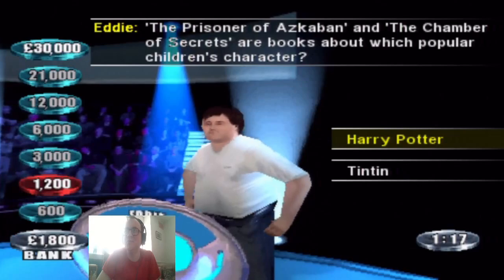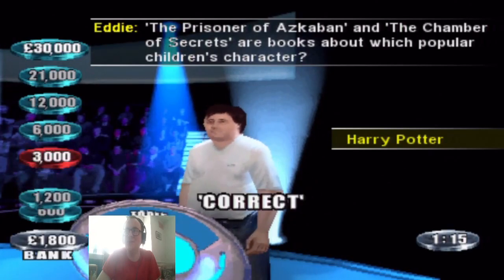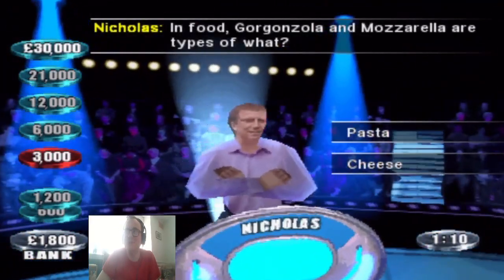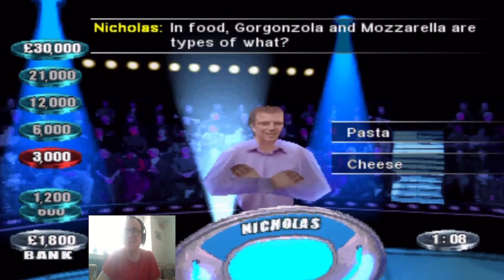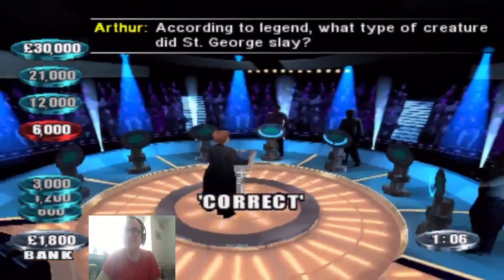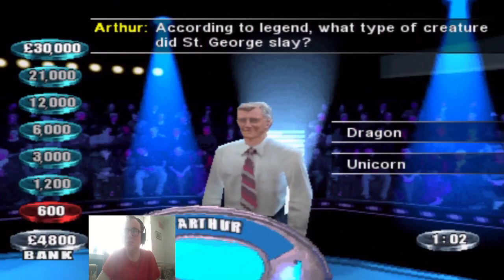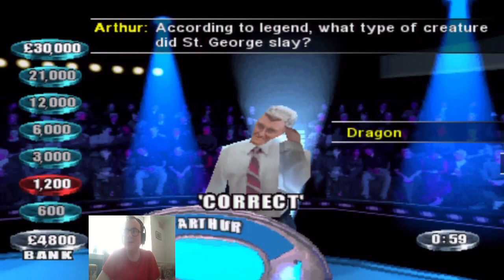Prisoner of Azkaban and the Chamber of Secrets, that's Harry Potter. Correct. Of course. Nicholas, I know that one. In entertainment, Gorgonzola and mozzarella are types of what? Cheese. Oh, yes, got this. Correct. Yes. Arthur, in entertainment. What type of creature did St. George slay? That would be dragon? Correct. Yeah, of course it's a dragon.